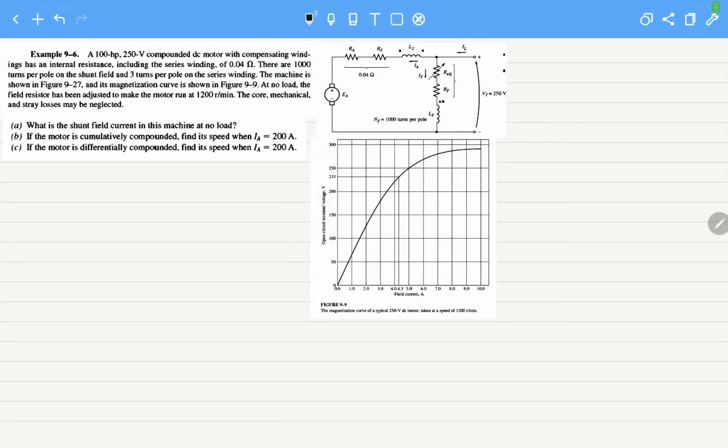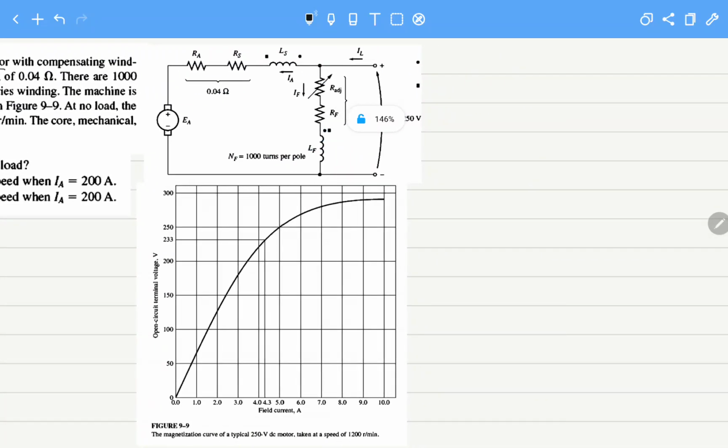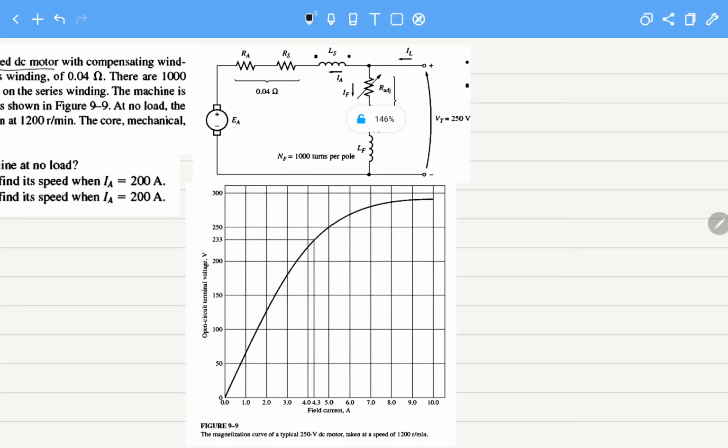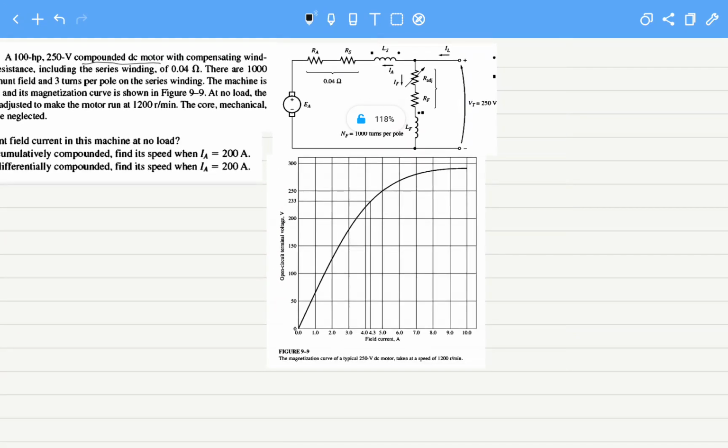Students, this question is about a compounded DC motor. We have a compounded DC motor. Here is the circuit for the compounded DC motor, and this is a long shunt type of compounded DC motor. For this compounded DC motor, we know that the fundamental equation for the internally generated voltage is Vt minus Ia times (Ra plus Rs).